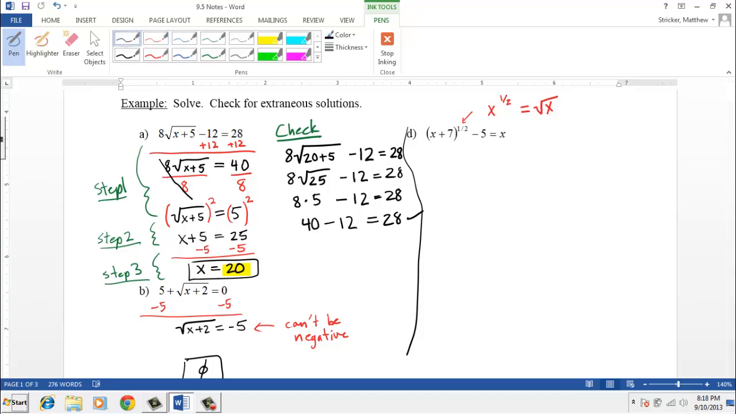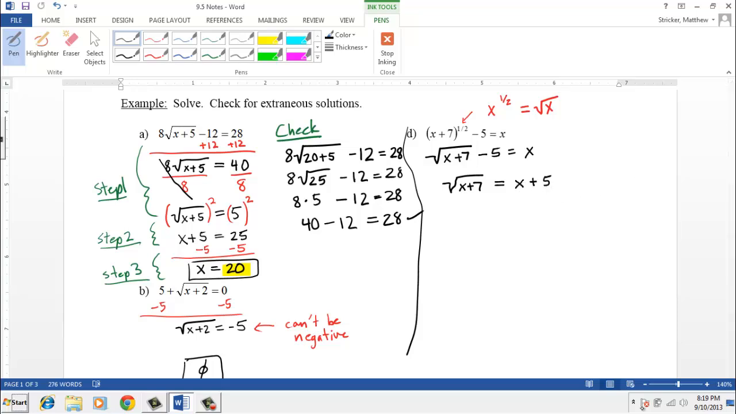So really, probably our first thing we should do here is just rewrite this problem so it's something we're more familiar with. The square root of x plus 7 minus 5 equals x. And so now we're back to what we're used to doing. We need to isolate. We're going to add 5 to both sides. And when we do that, we end up with the square root of x plus 7 equals x plus 5. Negative 5 on the left-hand side becomes a positive 5 over here.